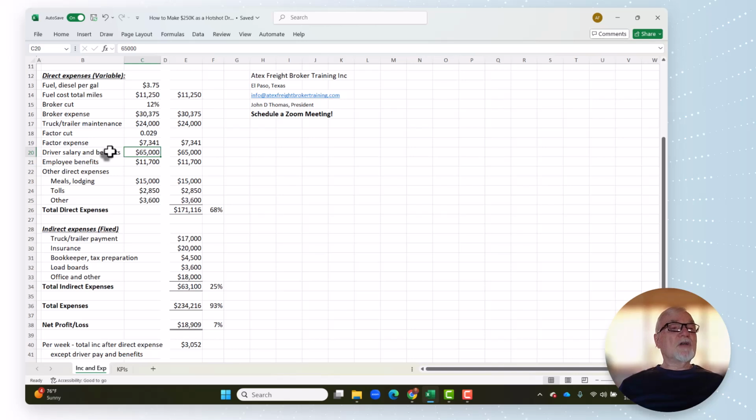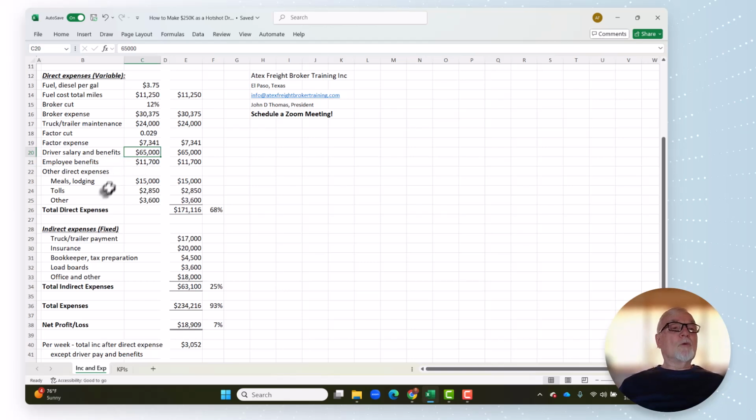A lot of hotshot drivers starting out, they've got their personal expenses taken care of for a while. And so they don't even pay themselves a salary for a while. This is what they plan for. So it really depends on your situation.